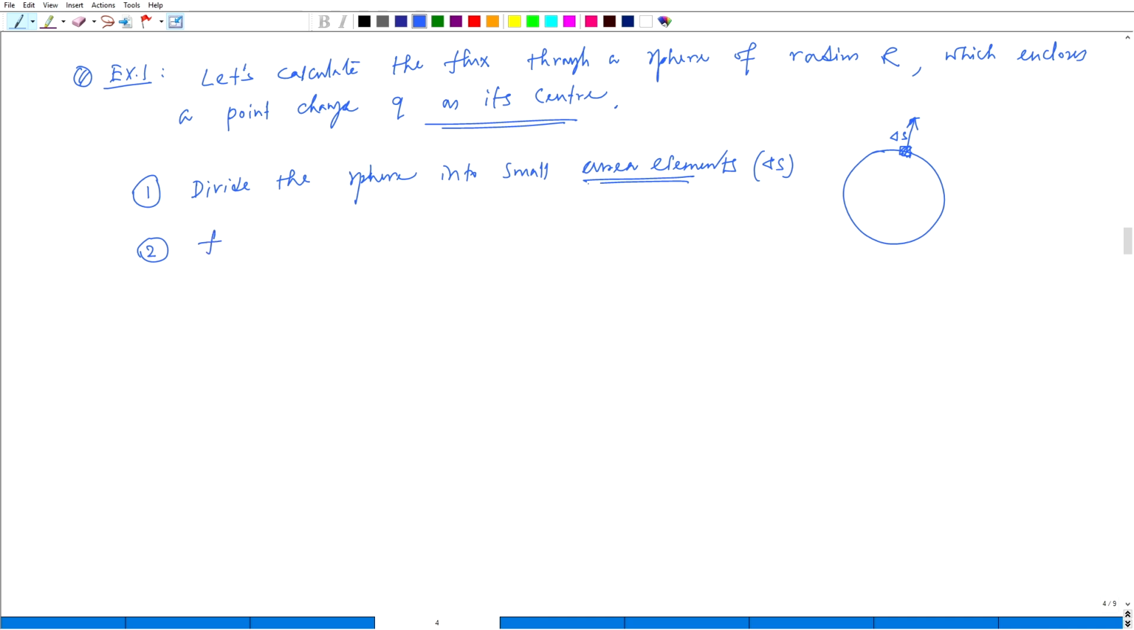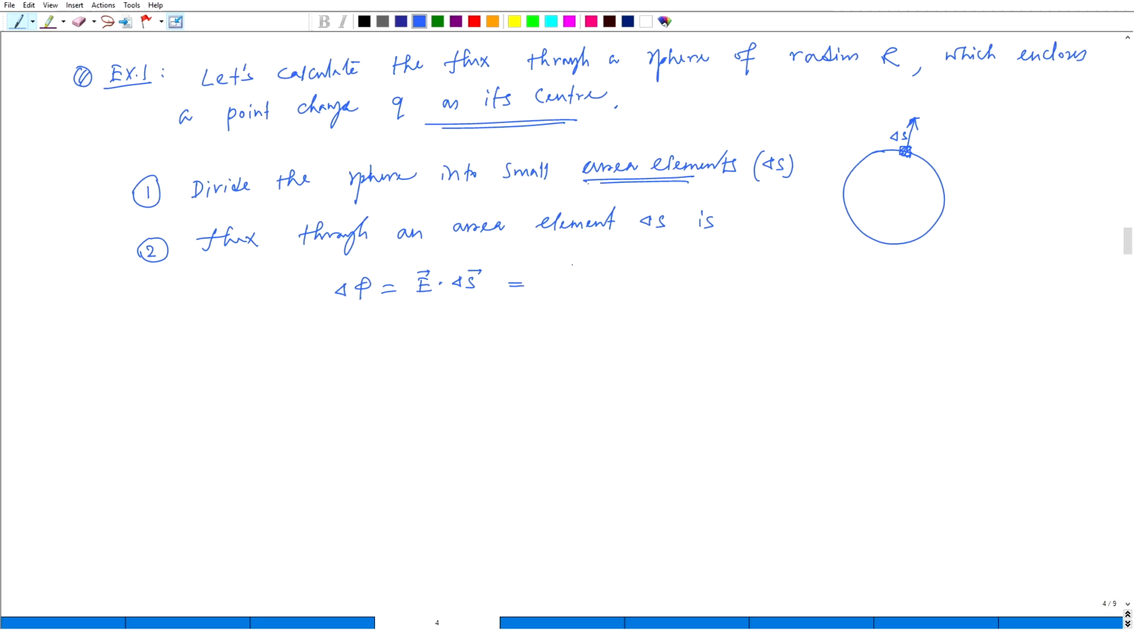We know that the flux through area element delta S is defined in this way: delta phi equals E dot delta S. The main reason we consider a small area element delta S when we define the flux is that we consider the electric field to be constant over the surface. Otherwise this concept is not valid.